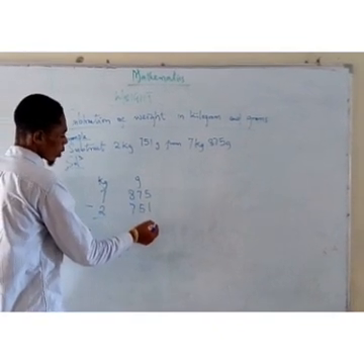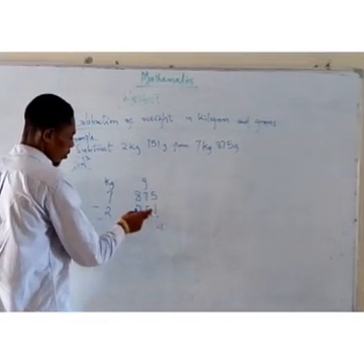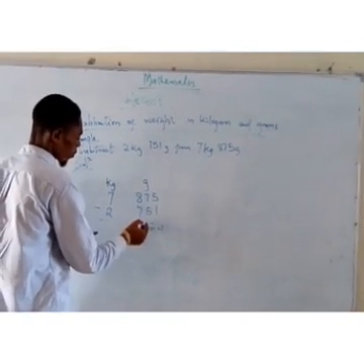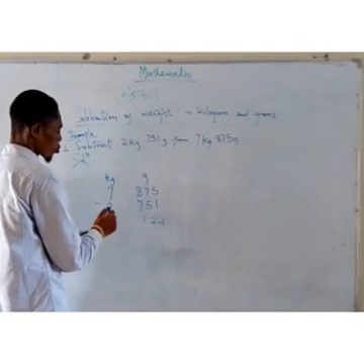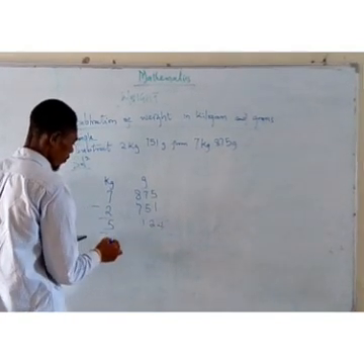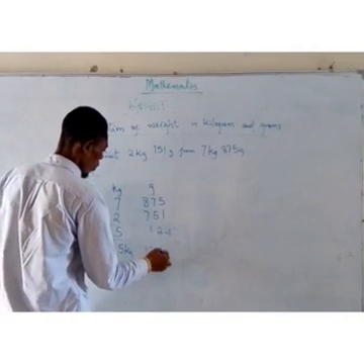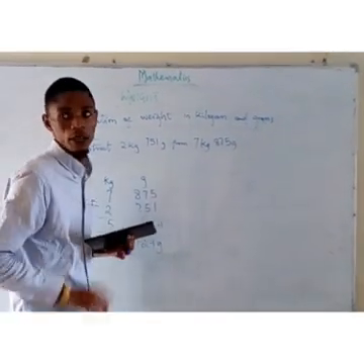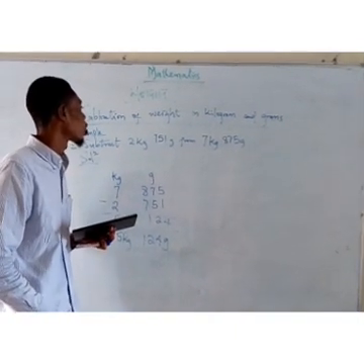5 minus 1 will give us what? 4. 7 minus 5 will give us 2. 8 minus 7 will give us 1. Then 7 minus 2 will give us 5. So we have what? 5 kilogram 124 grams. Very simple.